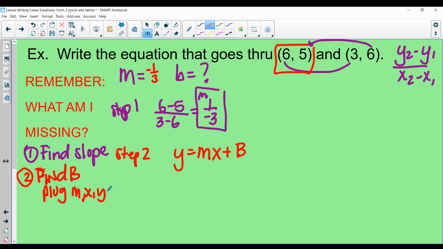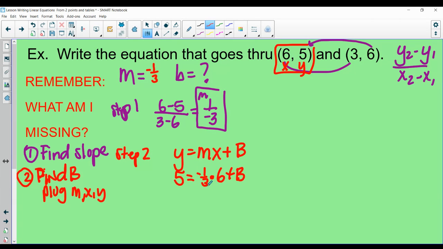and I need to plug in the m, the x, and the y. Now remember, on a point, the first value is x, the second value is y. So I'm going to plug 5 in for y. M is negative 1/3. Remember, these are beside each other, so it's multiplication. Then you're going to plug in 6, and we do not know b. That's what we're trying to figure out.